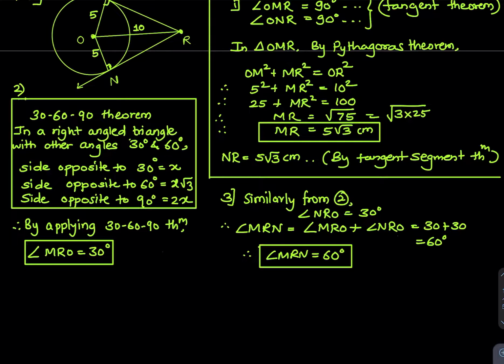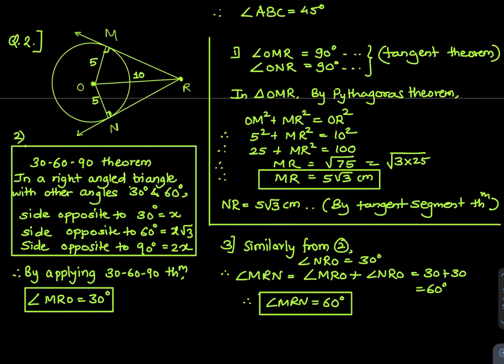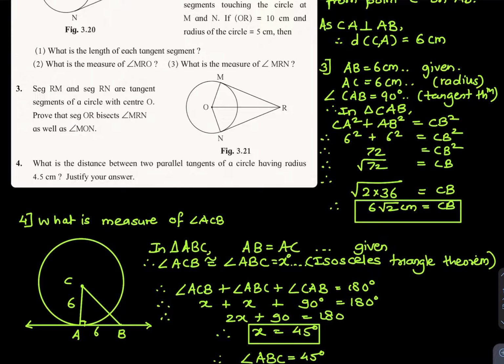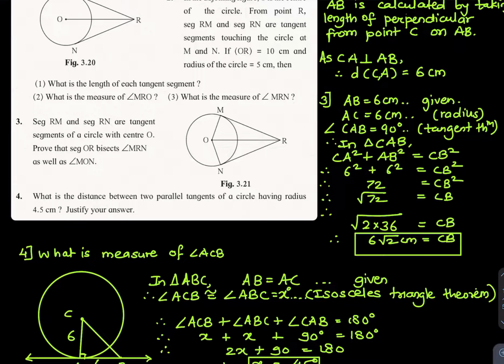So here is the solution of the second problem. Now for the third problem we will first read the question. Segment RM and segment RN are tangent segments of a circle with center O. Prove that segment OR bisects angle MRN as well as angle MON.